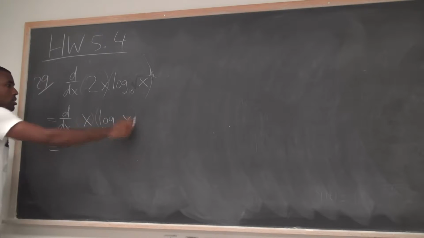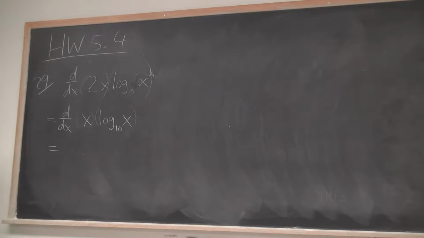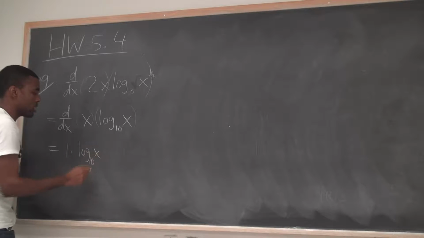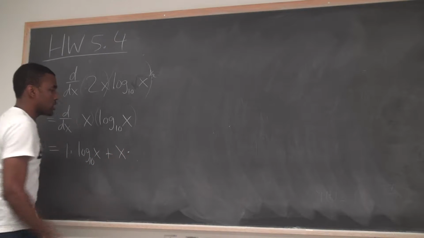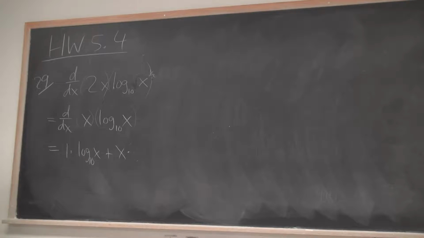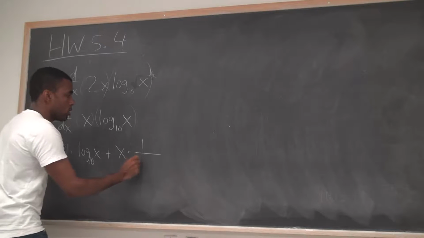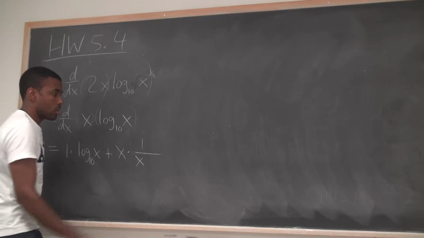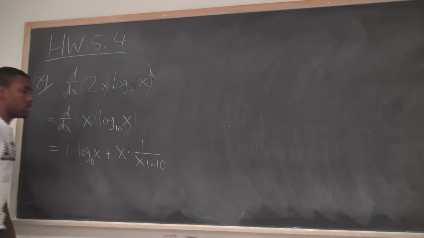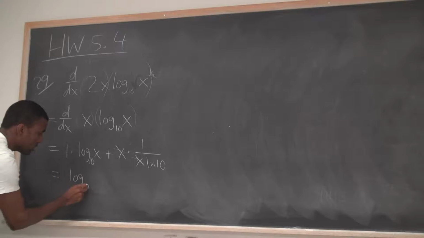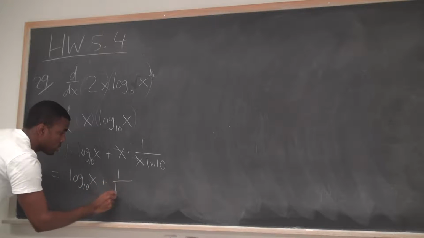You have x times log to the base 10 of x. So differentiate the x, that's just 1, times log to the base 10 of x, plus you leave the x and differentiate the log. What's the derivative of that? 1 over x ln 10, right, that's from the formula. So the x's would cancel, and so basically you have log to the base 10 of x plus 1 over ln 10.